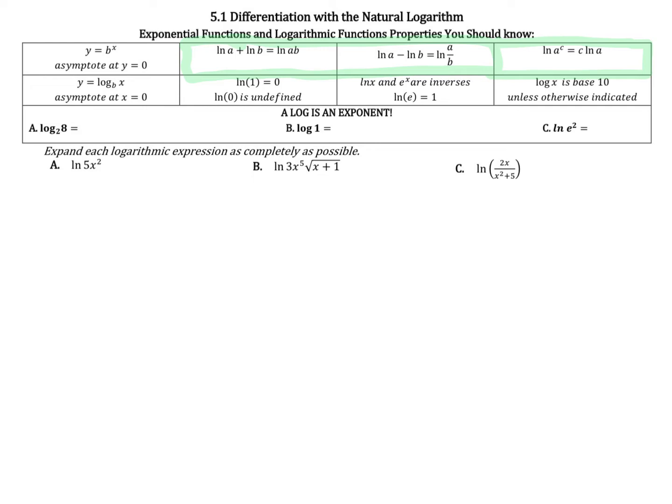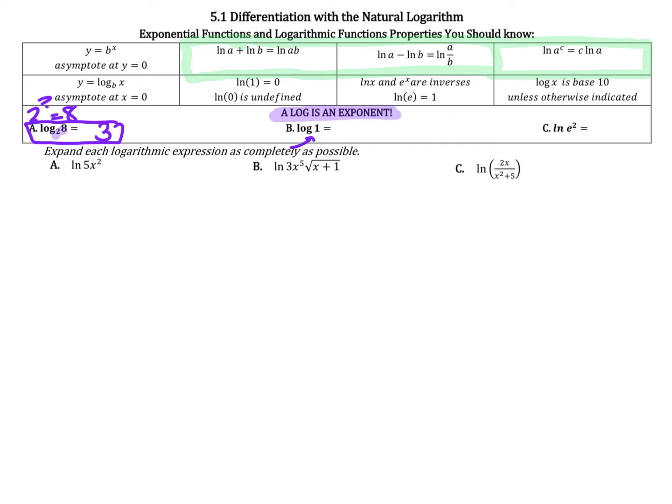A log is an exponent. So when you are evaluating a log, your answer is what exponent makes this true? Or the log is the power. What power makes this true? So when I'm looking at a here, I'm really asking myself 2 to what power is 8? 2 to what power is 8? And the answer there would be 3, 2 to the third power. So log base 2 of 8 is 3.